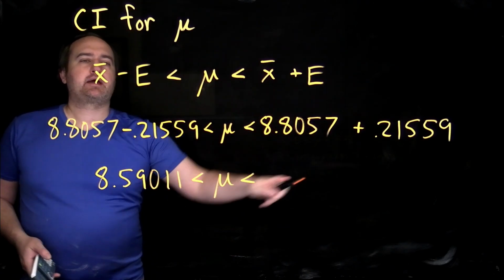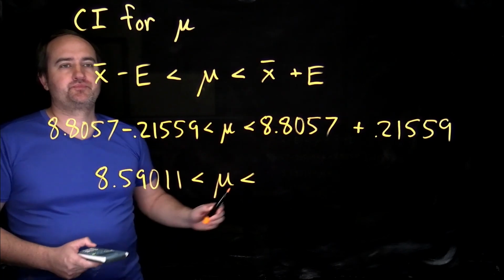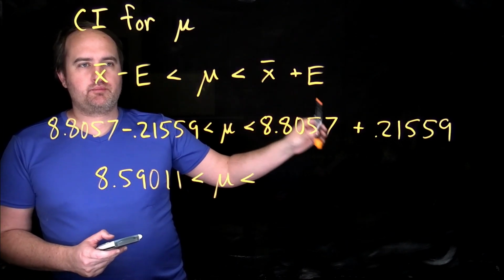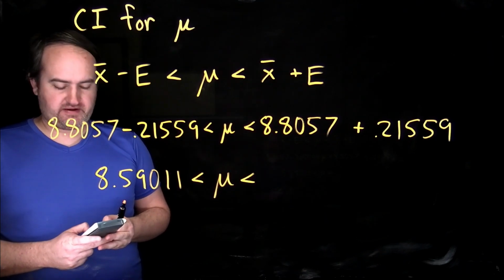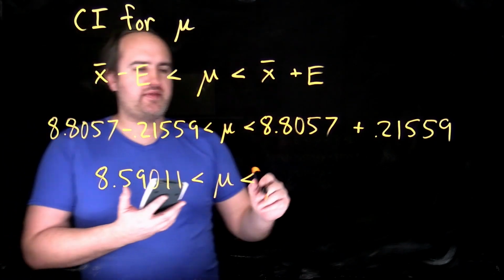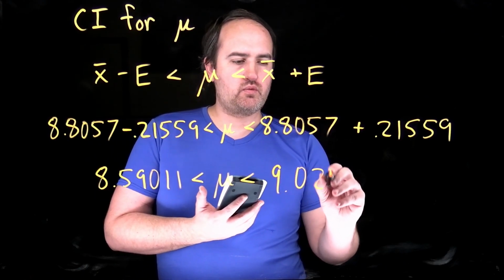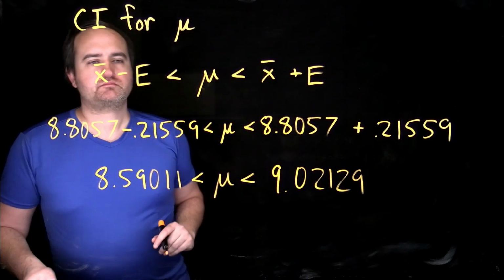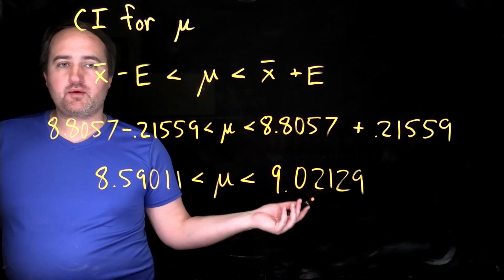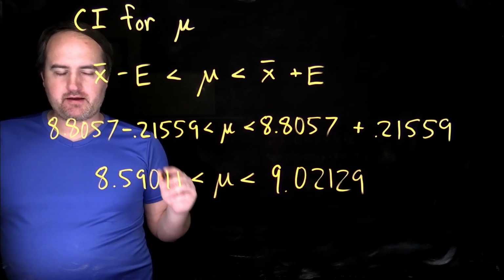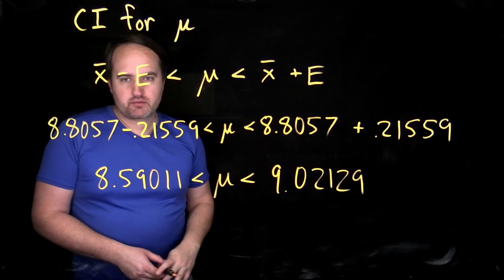Remember, on the left side we're subtracting, on the right side it's x bar plus E, so this is supposed to be a plus. Typing into our calculator, we've got 8.8057, which was our x bar, plus 0.21559. That gives us the right side of our confidence interval, 9.02129. So this right here is a confidence interval, and now that we have a single number on the left side and a single number on the right side, we just need to round.